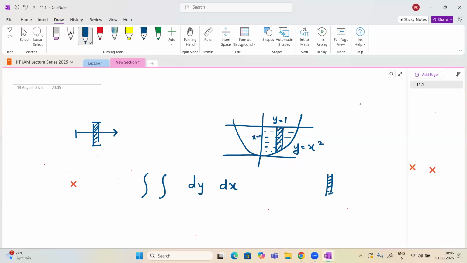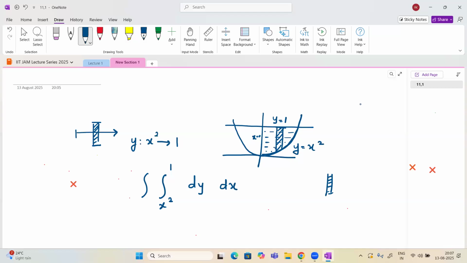Okay, sir. The strip is bounded below by this parabola. Can you see? Yes, sir. Its equation is y equals x square. That means the limits of y will be x square to 1, bounded below first, after that we go for bounded above. Is it clear to you? Yes, sir. So the limits are x square to 1.